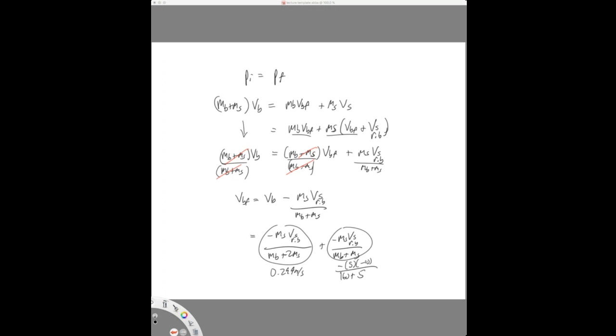Let's see what that is. 50 divided by 165. That's 0.56. One second. That's not right. It's 0.303. Just mispunched in my calculator.